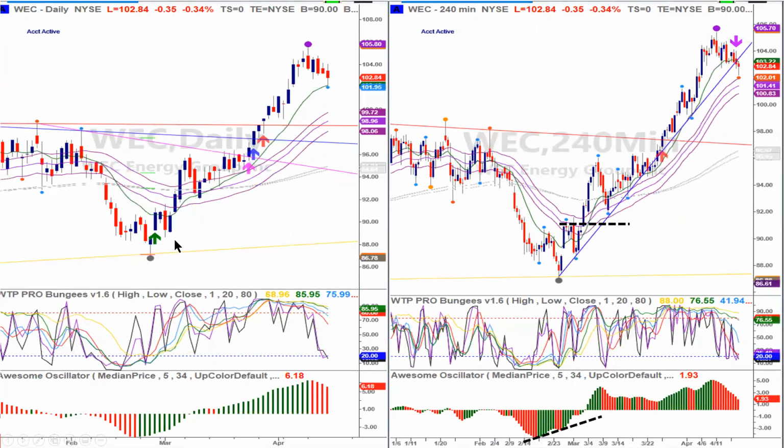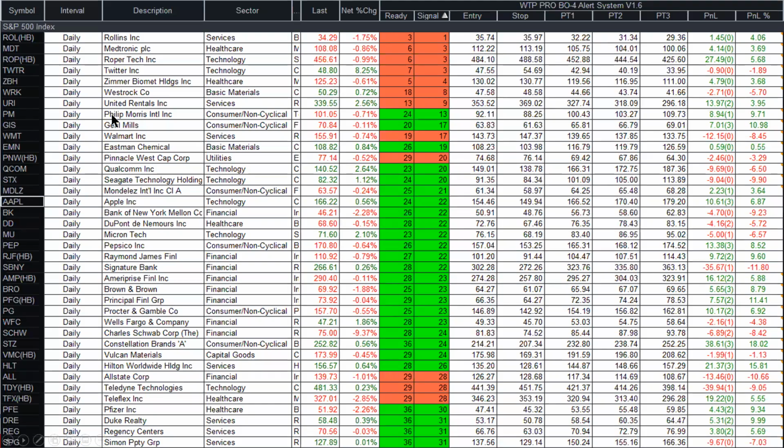And then finally, we have the WEC, where we have the gray dot. So that's the ready, and then the signal. And then we have our 1, 2, 3 reversal here. Okay, and we have divergence. So this is what the scanner looks like. There is more to it.